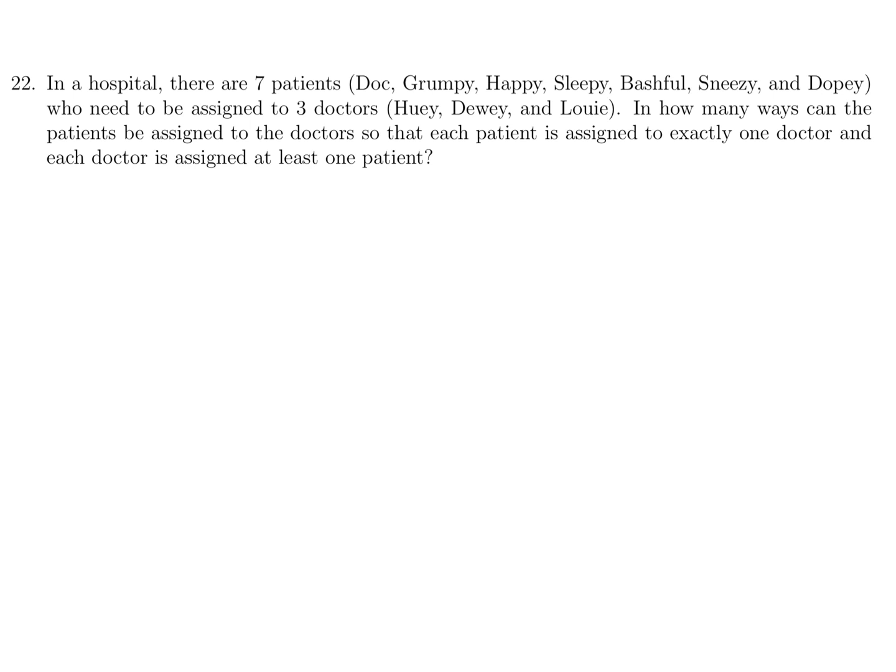In a hospital, there are 7 patients who need to be assigned to 3 doctors. In how many ways can the patients be assigned to the doctors so that each patient is assigned to exactly 1 doctor and each doctor is assigned at least 1 patient?